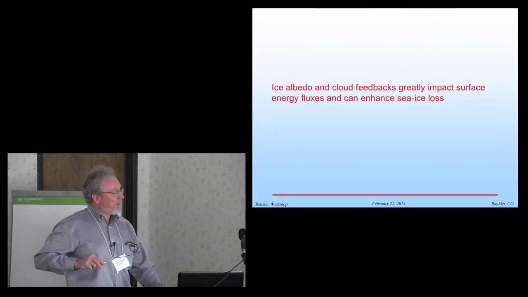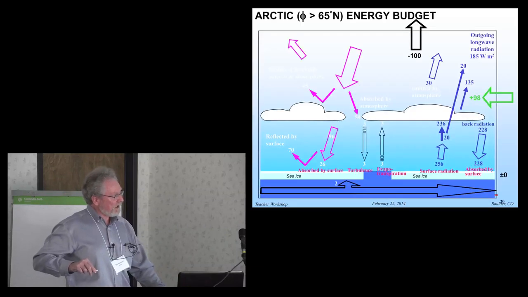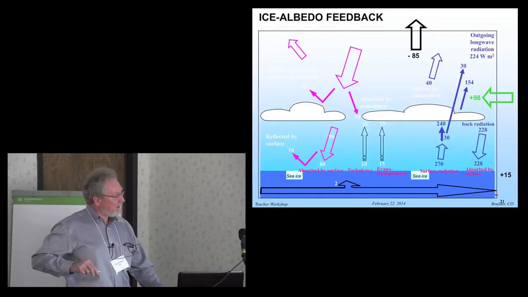And so we have ice albedo and cloud feedbacks that can also greatly impact the surface energy fluxes, and I want to illustrate that. Here we have the same budget again with the zero net energy flux. If we take away the sea ice, we see changes in the amount of solar radiation absorbed by the surface because the albedo has changed dramatically at the surface. There are some changes in the long-wave radiation as well, and also in the turbulent heat fluxes, but the net effect is that there's an increase of energy flux to the surface.